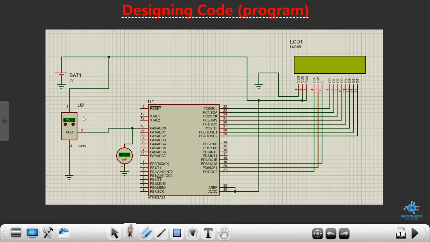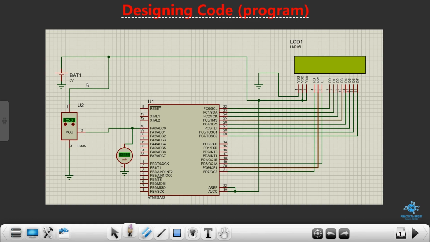I hope you all know the pinouts of LM35, which we already discussed in our previous session, and also we saw the working and its sensitivity, right? I hope you all remember that. If not, it's my request that you please go back to those videos and recollect all of the points which we discussed in them.